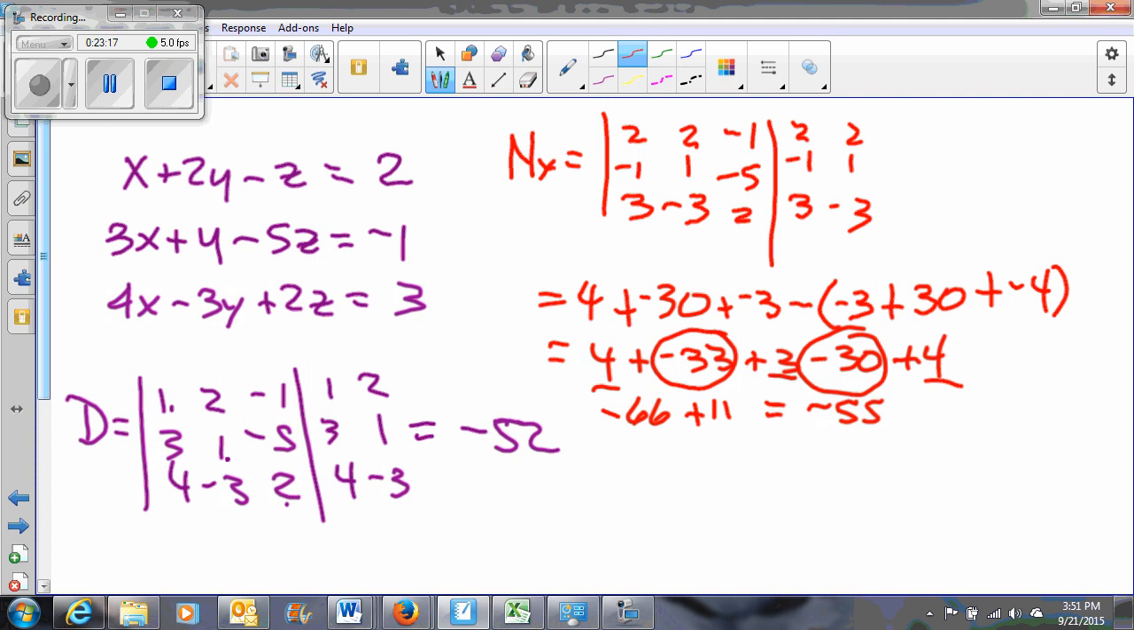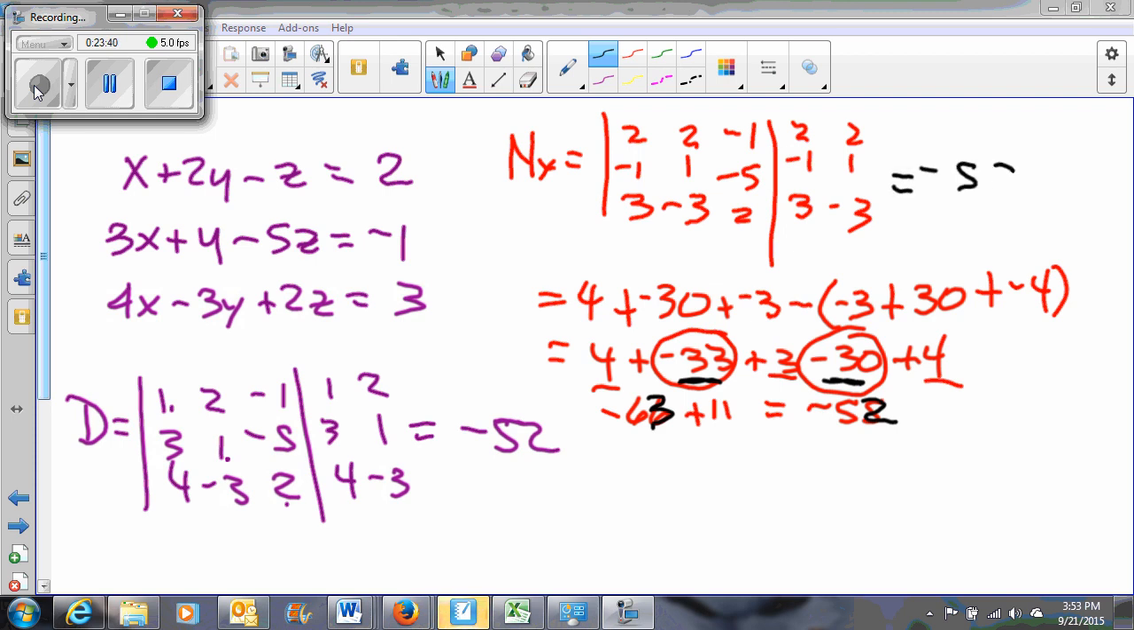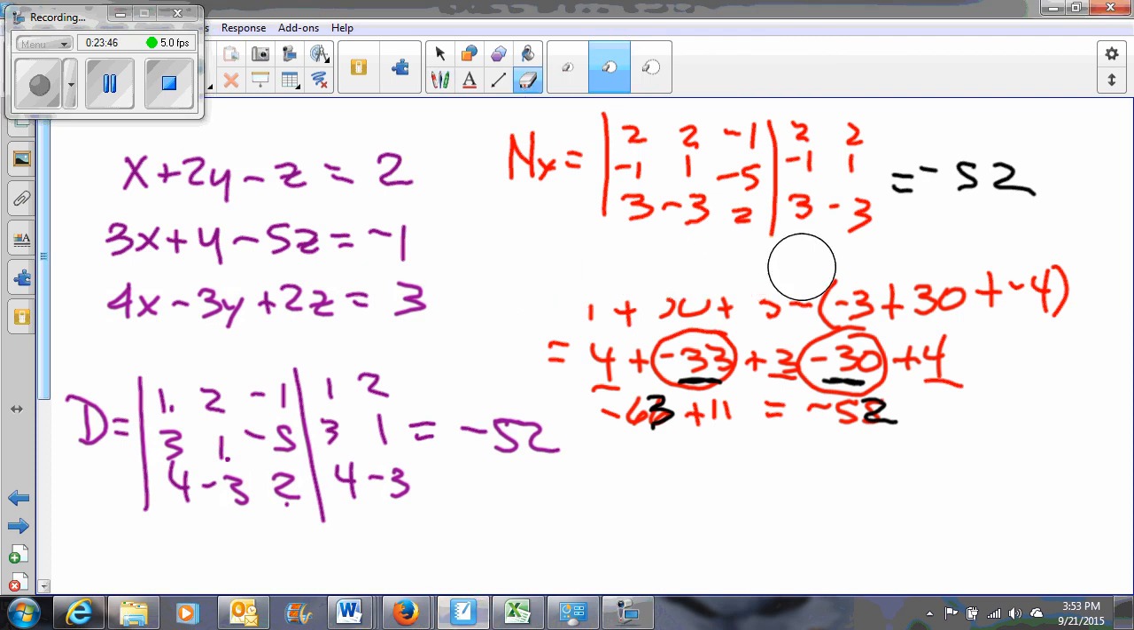Let's go back and check to see if I've made a mistake. I'm going to pause here again. I'll be right back. Hi, I'm back. I'll bet you caught this. Negative 33 and negative 30 is negative 63, not negative 66, which gives us a negative 52 here. Okay, so I'm going to say equals negative 52 again up here, and I'm going to erase this now so that we'll have room.